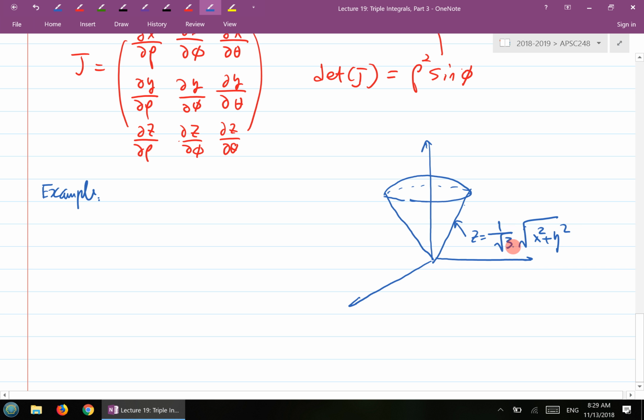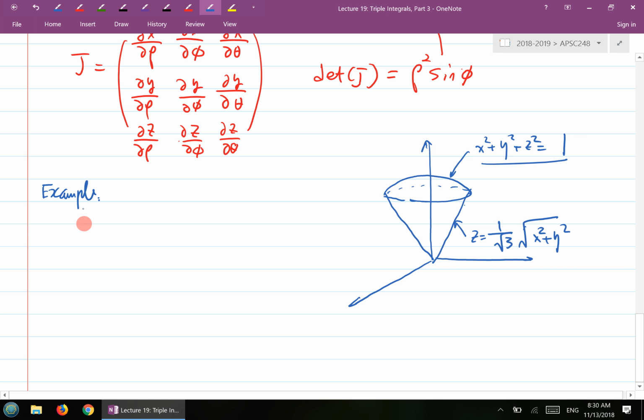And then on the top of the cone here, you have a surface. Basically, that's the top of the ice cream. That's x squared plus y squared plus z squared equal to 1. So this object has two surfaces. The top surface is this, and the side surface is this. So two surfaces.